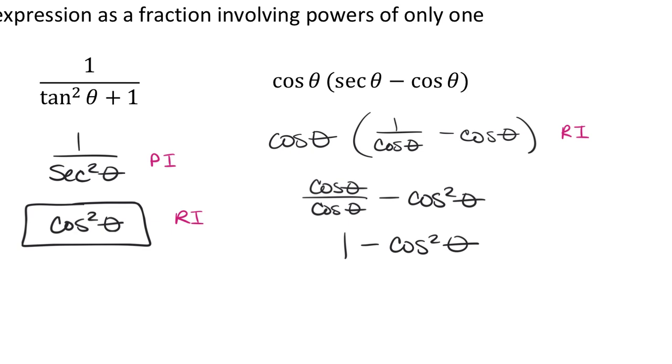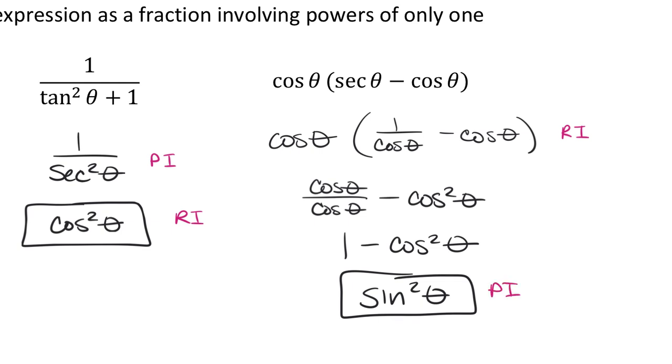Do you notice this again? 1 minus cosine squared of theta is that Pythagorean identity we started question number 1 off with. This is just sine squared of theta. Our Pythagorean identity.